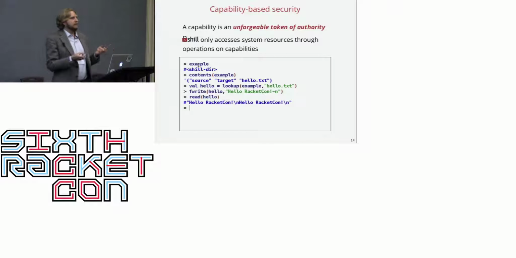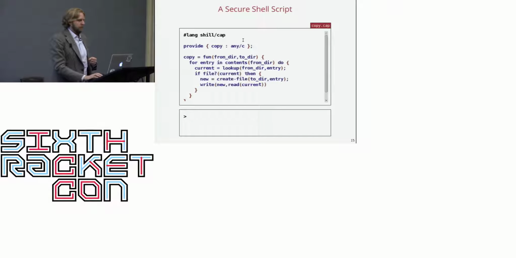The key idea here is that, unlike other scripting languages that you might be used to, I can't just write some random string that lets me write to some file in a directory. I actually have to get one of these capabilities from somewhere. And as we'll see as I go on, the power of Shill comes from the mechanisms we give you to control where these capabilities come from and where they go.